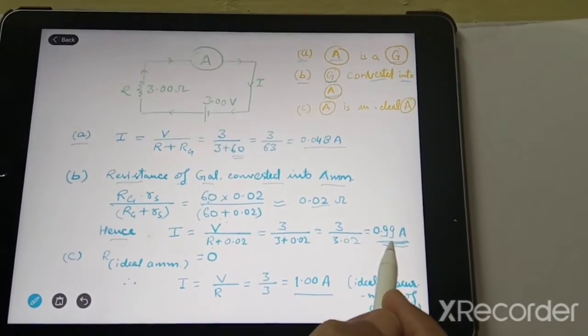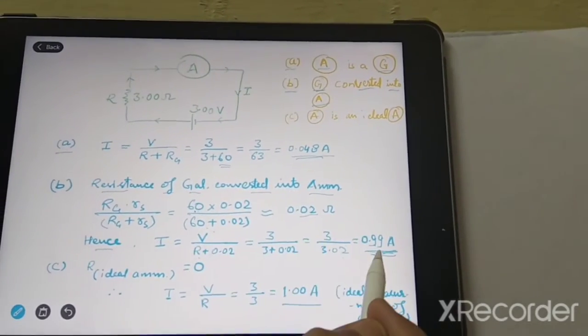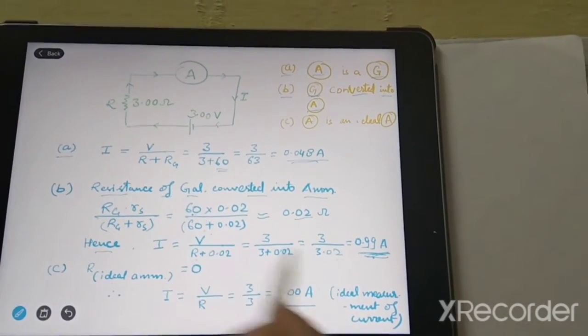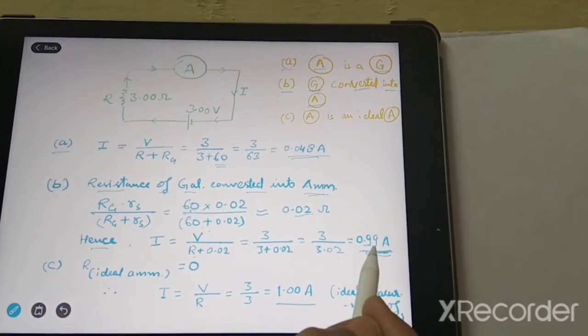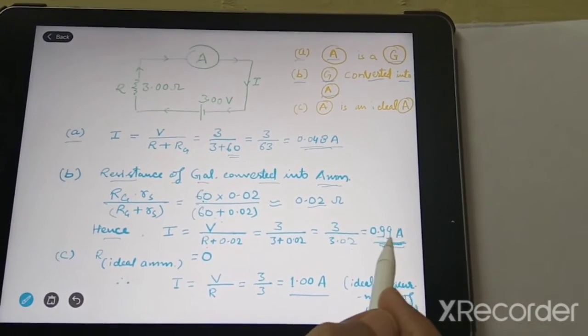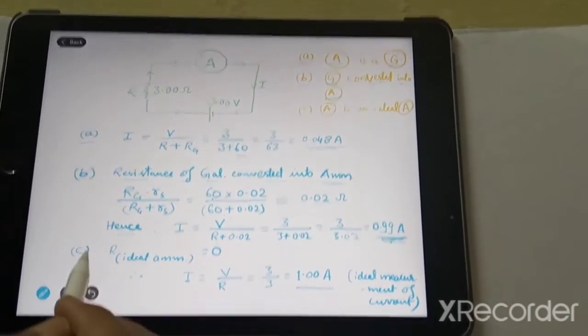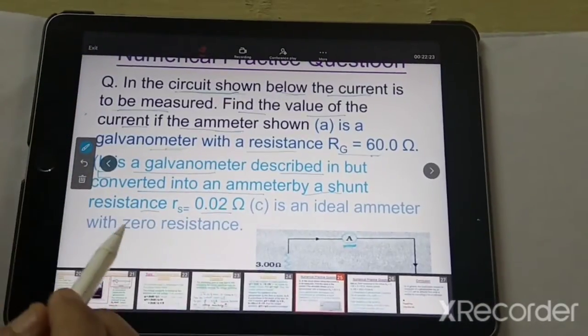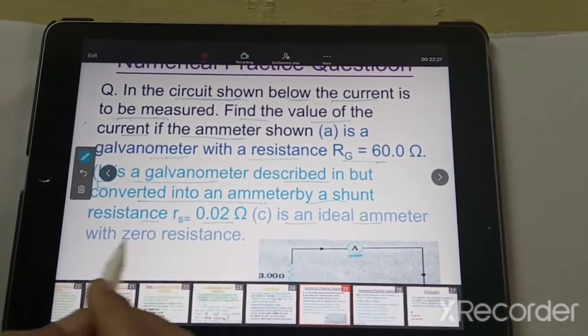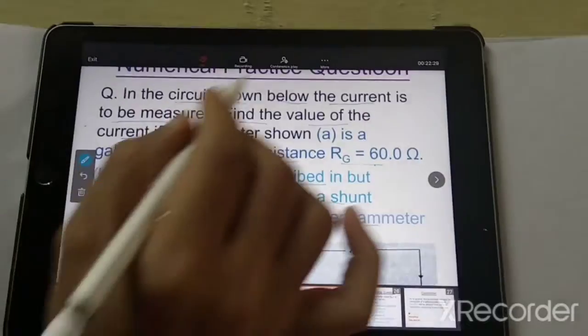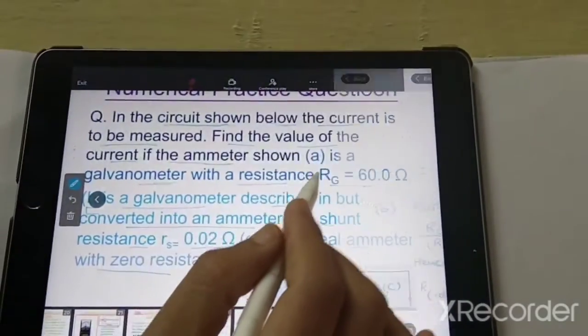Here carefully you think about the changes in the current measurement. When we use an ammeter, the current measurement becomes nearly 1 ampere. So now in the C part, it is an ideal ammeter with zero resistance. Let us see again on the whiteboard.